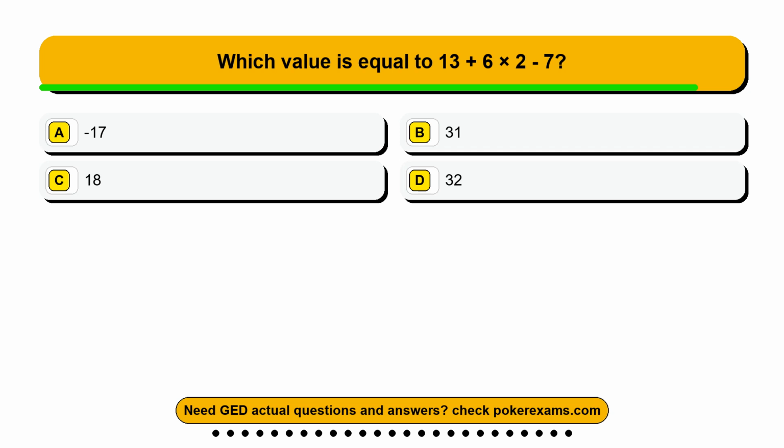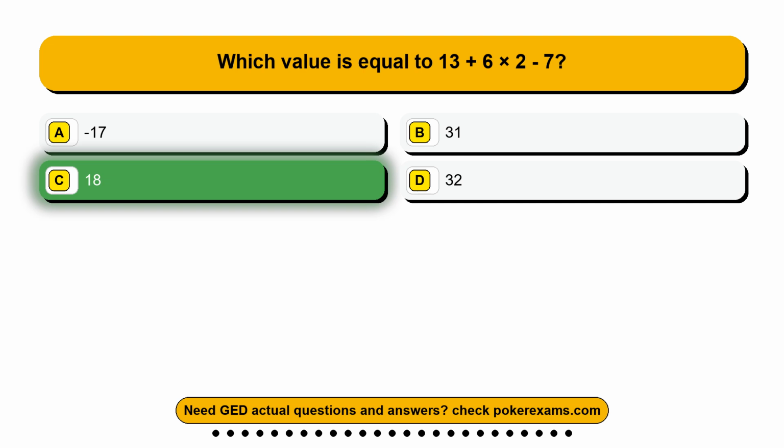Question 1. Which value is equal to 13 plus 6 times 2 minus 7? Option A, minus 17. Option B, 31. Option C, 18. Option D, 32. The correct answer is option C, 18.